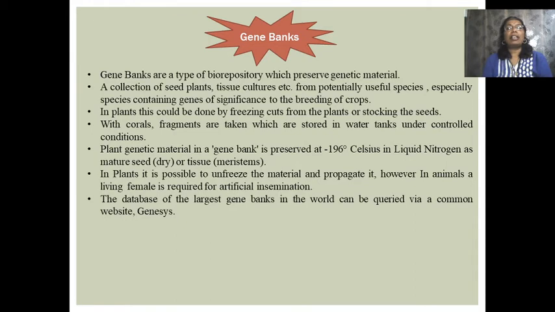Plant genetic material in a gene bank is preserved at minus 196 degrees Celsius in liquid nitrogen as mature seed, dry seed or tissue which belongs to meristems. In plants, it is possible to unfreeze the material and propagate it. However, in animals, a living female is required for artificial insemination.